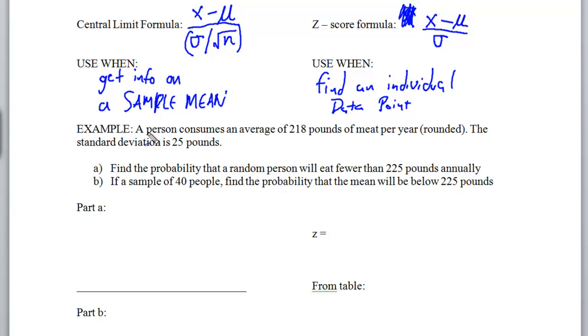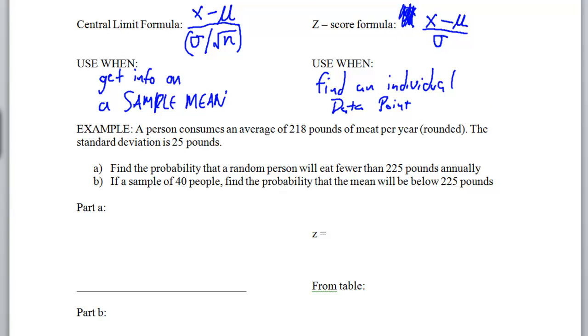So here's an example. And you'll see when we use the central limit formula versus just a normal z-score formula. A person consumes on average 218 pounds of meat per year. The standard deviation is about 25 pounds. We're going to find a probability that a random person will eat fewer than 225 pounds annually. And then, if a sample of 40 people, what is the chances that the average would be below the same amount.